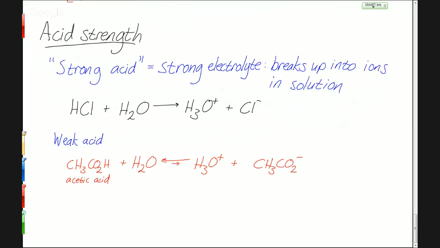But mostly the thing that I want to emphasize here is that strong and weak is talking about the chemical behavior of breaking up into ions in solution. It's not talking about how much it burns. That's called corrosive. It's not talking about how reactive it is in chemical reactions. A good example is HF, hydrofluoric acid. That is technically a weak acid. It does not break apart in solution very much. But it's one of the most dangerous acids that we use regularly.